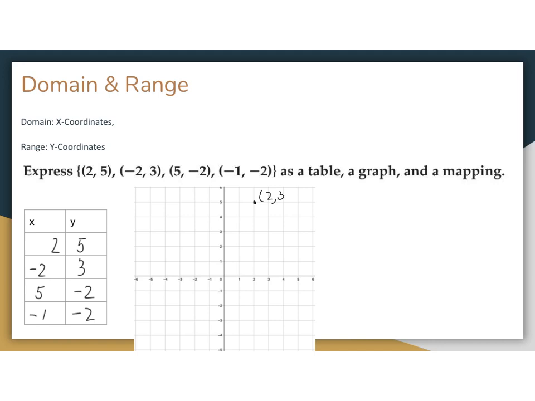2, 5. The next one, -2, 3. Again, -2, and then up 3. Then we have 5, -2. So we're going to go over 5 and down to -2. And -1, -2.